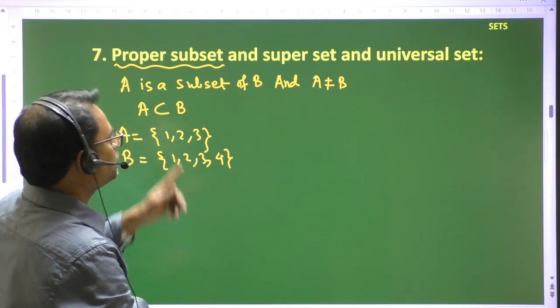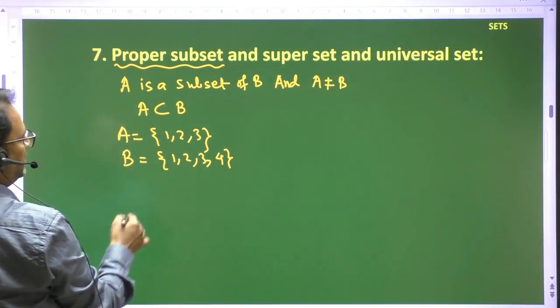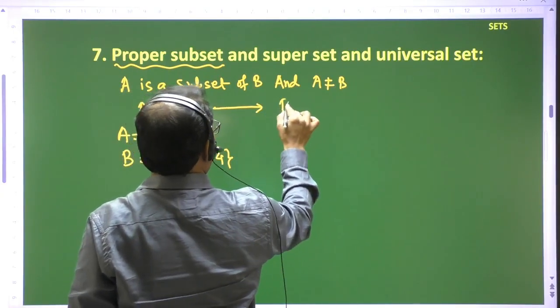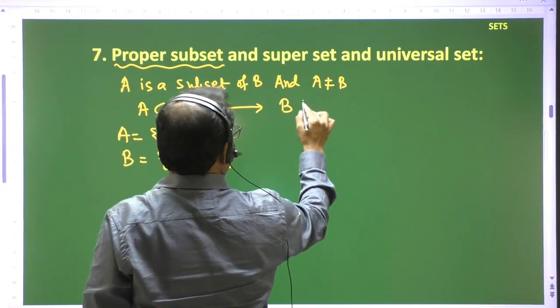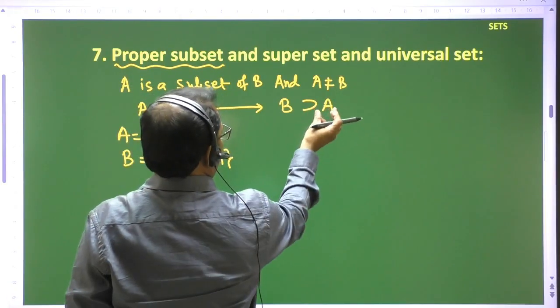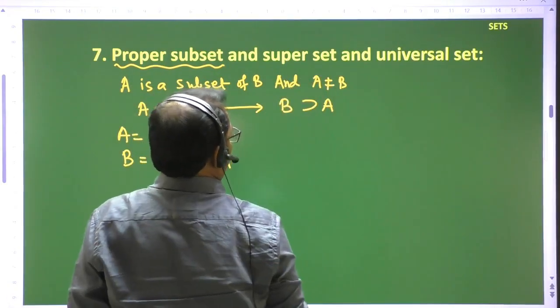Superset: if A is a subset of B, then B is called the superset of A. If A is a subset of B, then B is called the superset of A. That means A is contained in B, or B contains A.